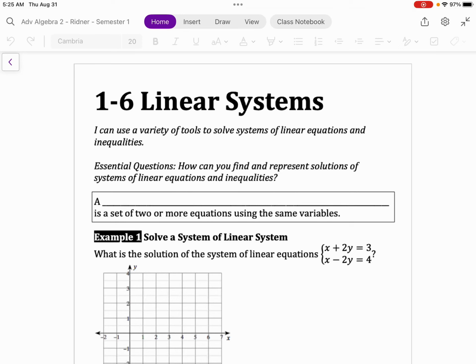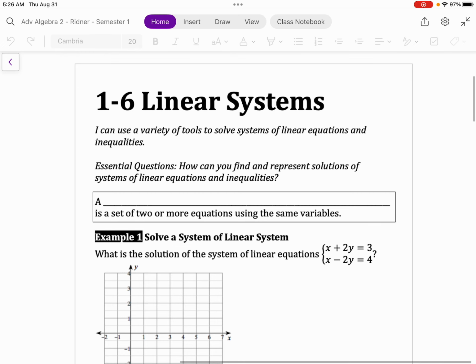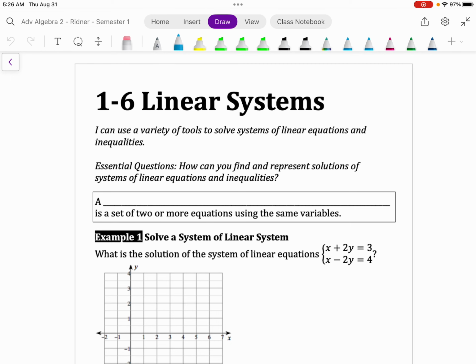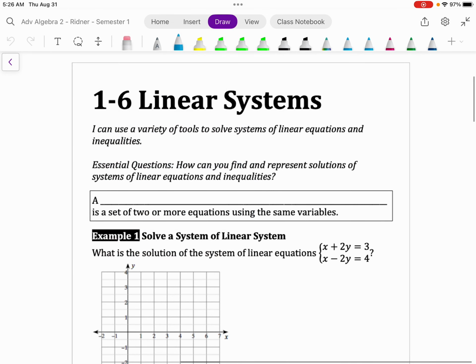1.6, linear systems. The first half of this is a review from Algebra 1, but I know we may or may not remember it. So a system of linear equations is a set of two or more equations using the same variable.